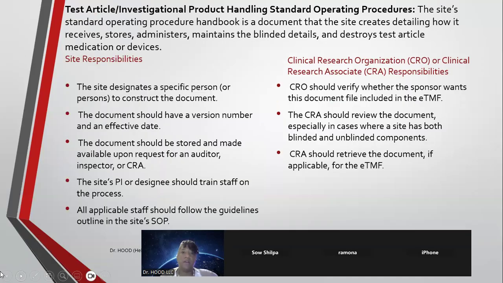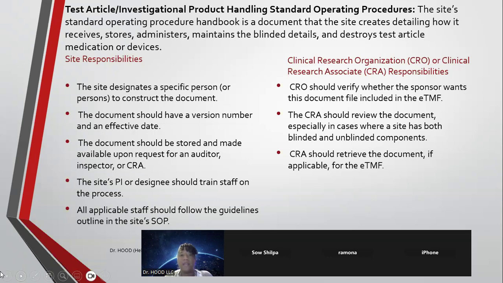Okay, test article investigational product handling, the standard operating procedures. The site's SOP handbook is a document that the site creates detailing how it receives, stores, administers, maintains the blind, and destroys test article medication or devices. So this document belongs to the site.